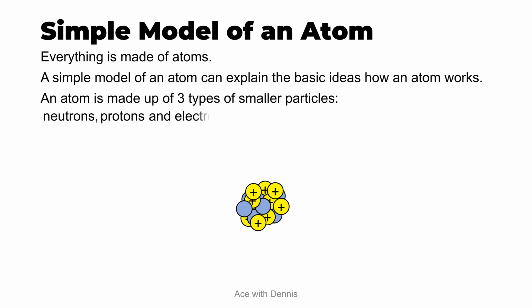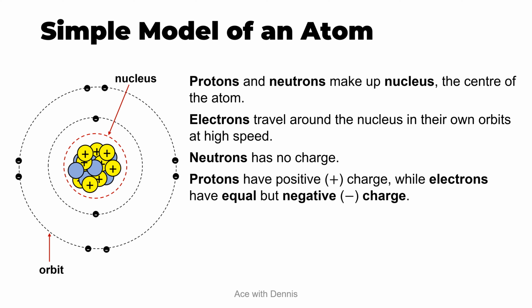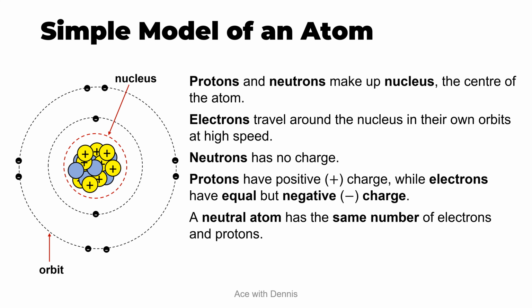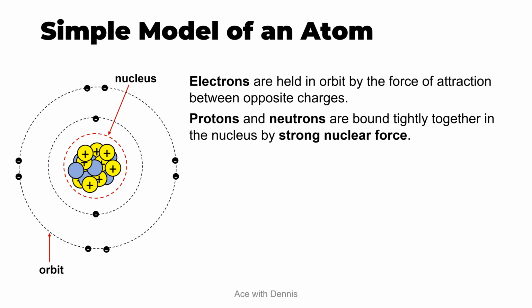Neutrons have no charge. Protons have positive charge, while electrons have equal but negative charge. A neutral atom has the same number of electrons and protons. Electrons are held in orbit by the force of attraction between opposite charges. Protons and neutrons are bound tightly together in the nucleus by the strong nuclear force.